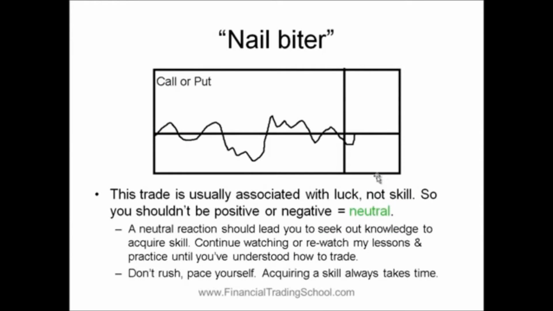So moving on, we have the nail biter trade. This is basically a 50-50 luck trade, where it doesn't matter if you call or put, it's a really close win. For the duration of your trade, it goes against you and goes for you, so it's 50-50. For the most part, this trade is usually associated with luck, not skill, so you shouldn't be positive or negative, which means you should have a neutral reaction.